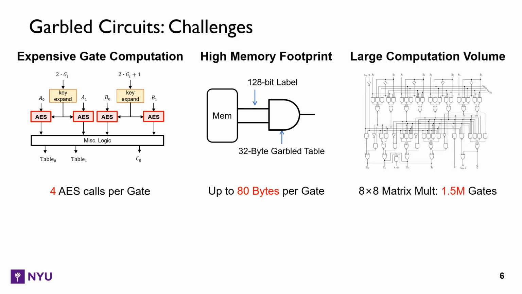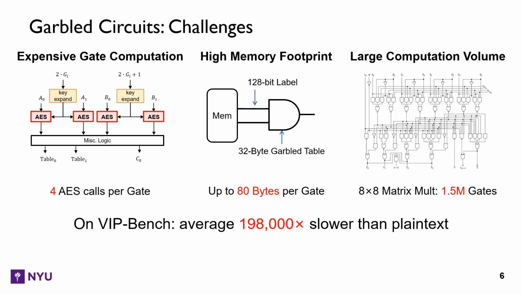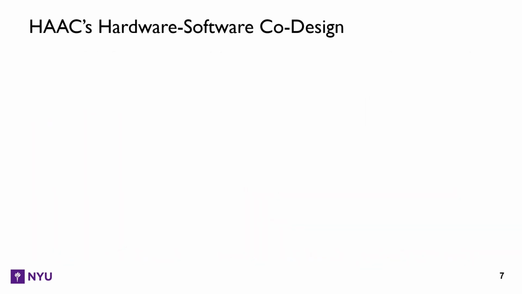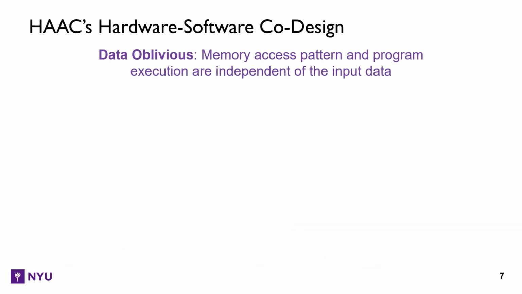And finally, there's a large computation volume because everything is represented as gates. For example, there are 1.5 million gates in a matrix multiplication circuit. Result shows an average slowdown of 198,000 times compared to plaintext on VIP bench. Therefore, our challenge is how to efficiently schedule such a huge circuit and how to ensure execution not affected by heavy memory traffic. Although it is complex, privacy-preserving computation has a feature that they are data oblivious to guarantee security.